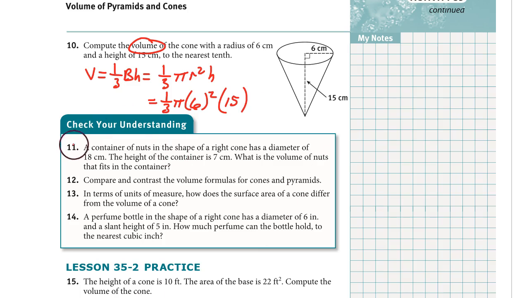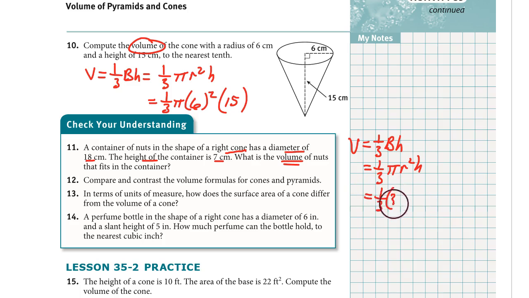Go to the check your understanding, number 11. A container is in the shape of a right cone, and it has a diameter of 18. The height is 7. What is the volume? Think about what you're asked. What's the volume? Think about the shape. It's a cone. What formula do you use? It's V equals 1/3 times capital B times H. Or because it's a cone, it's really 1/3 times pi r squared times H.